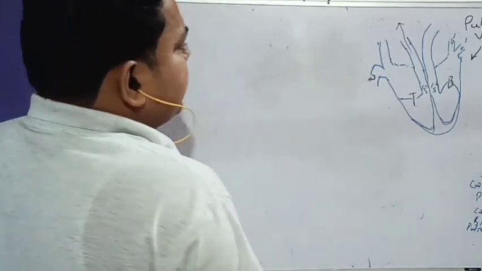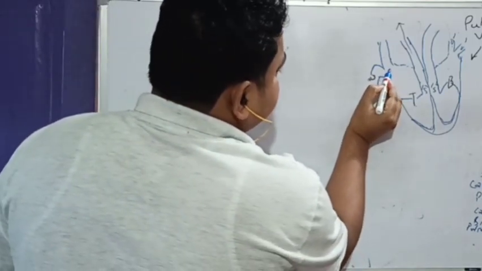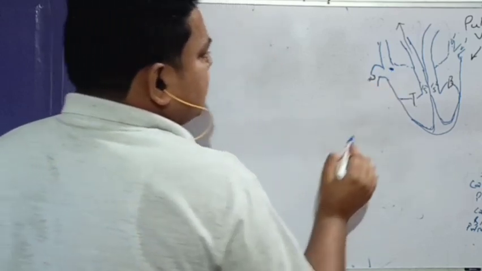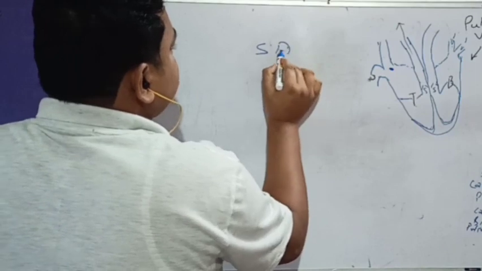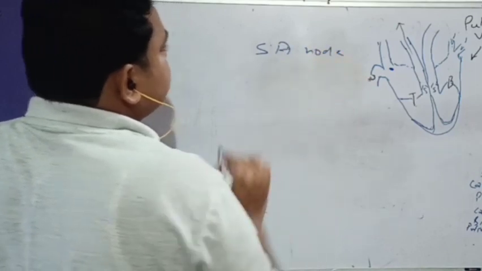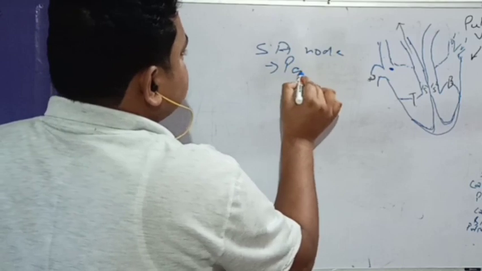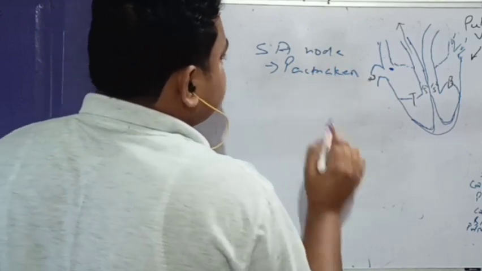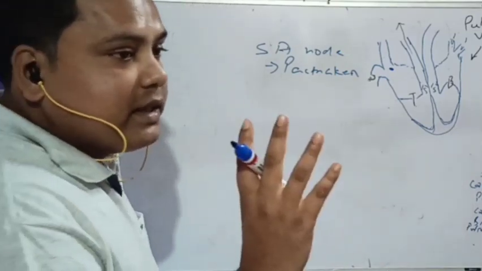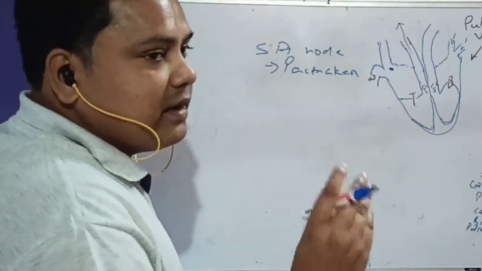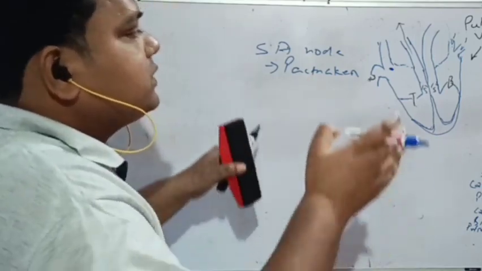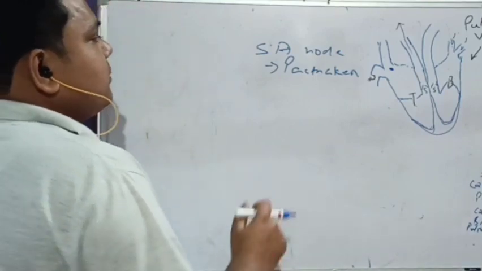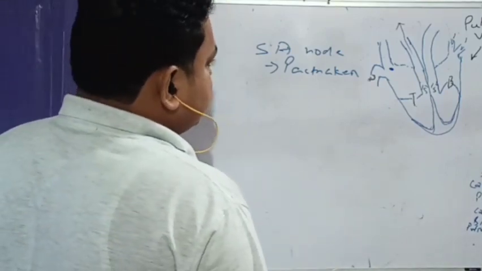Now this is the superior vena cava. Here you get a muscular patch. This is called the SA node. The SA node is called the pacemaker of the heart. Remember it. Pacemaker, why? Because the electric impulse is generated from here, which is distributed towards the heart. So the heart contracts. The SA node is known as the pacemaker of the heart.